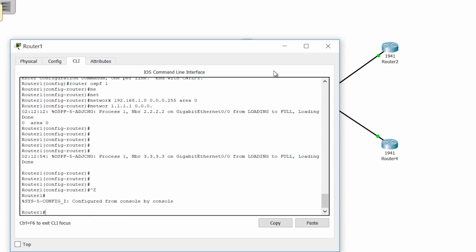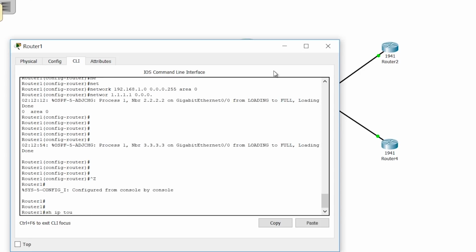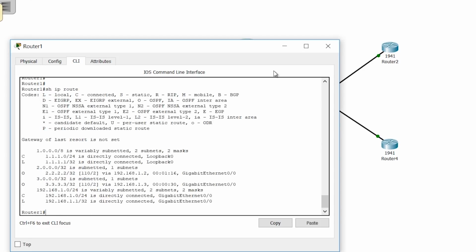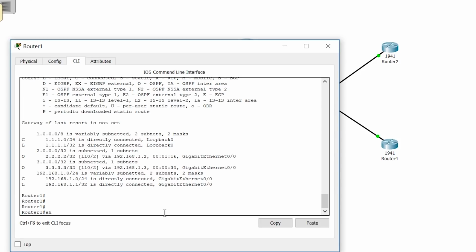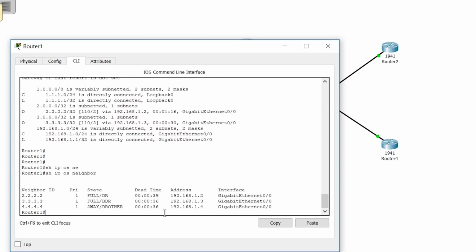Now let's go here, show IP route. Let's see if the route is injected. We can see that they have learned two routes, that's for 2 and 3. 4, I think, is still not. Let's see what happens to the neighborship. Show IP OSPF neighbor, right?